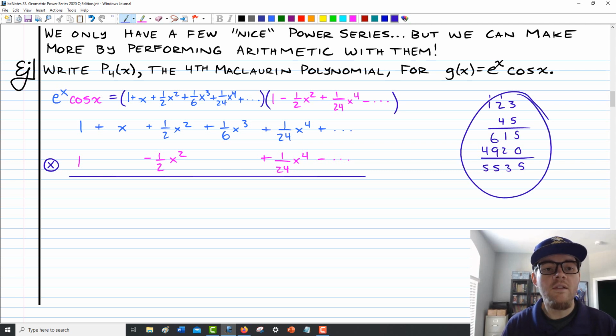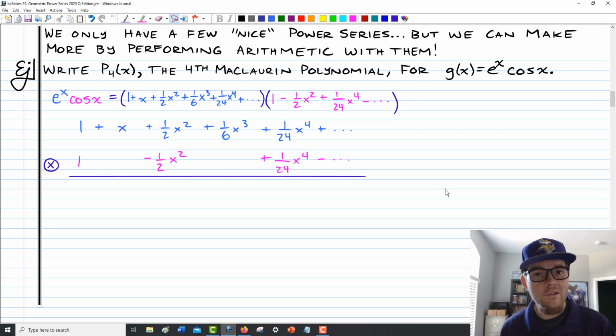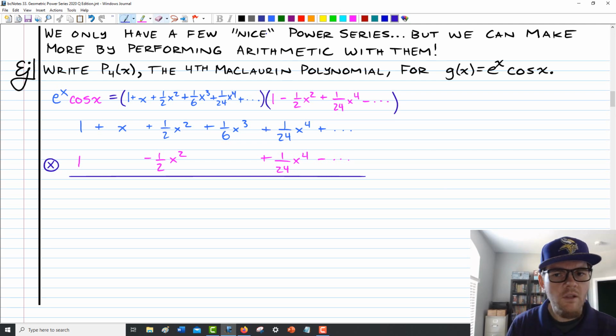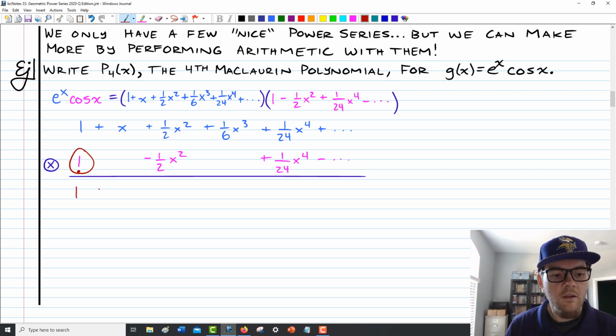We're going to kind of do this. The only difference is we're not going to have to worry about carrying or anything. We're just going to have to worry about matching up terms that have the same degree. So let me demo this. I'll start with a single line. I'll start first by multiplying the pink number 1 by the top row. So when I do that, that's going to give me the literal top row. 1 times 1 is 1, 1 times x is x, 1 times 1/2 x squared is 1/2 x squared, 1 times 1/6 x to the third is exactly that.